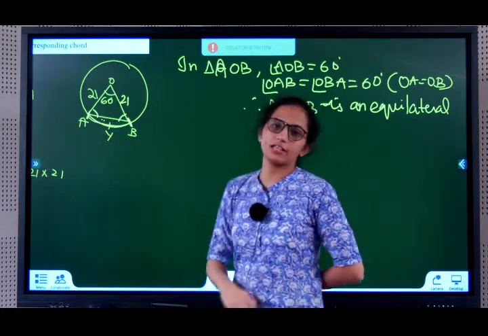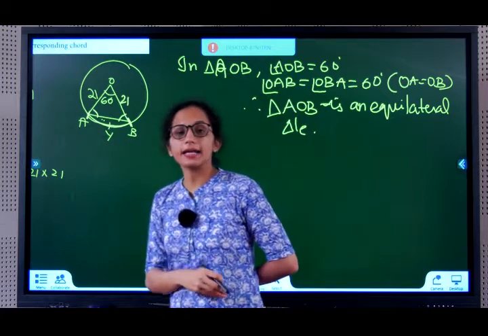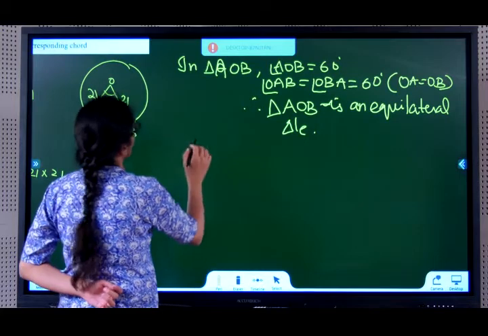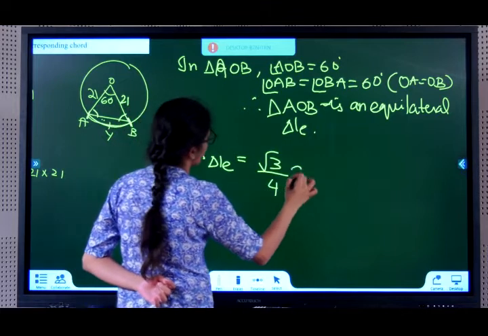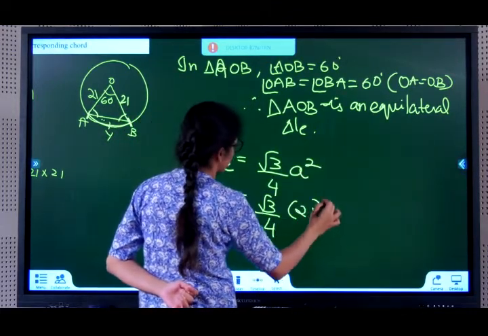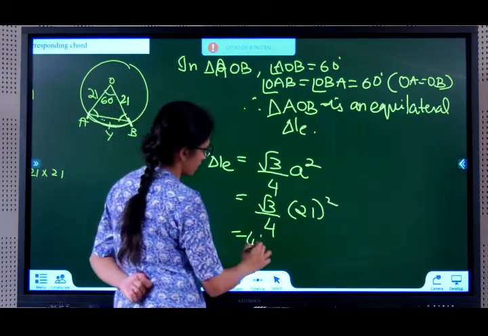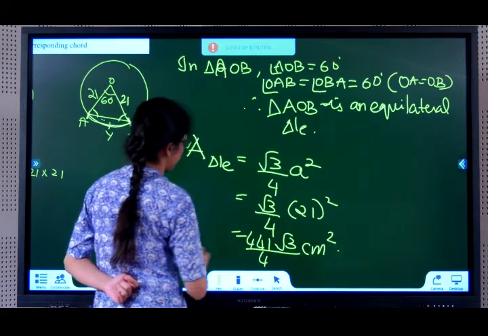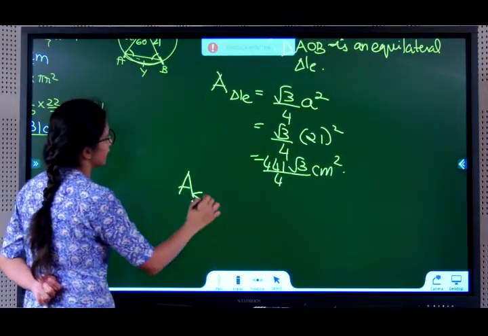Since this triangle is equilateral, we know the area of an equilateral triangle is given by root 3 by 4 a square, where a is the side. So, I am going to use that here. Area of the triangle is root 3 by 4 a square. Root 3 by 4, a is 21. On solving this, we get 441 root 3 by 4 centimeter square. Is this the end of the problem? No, because we need the area of the segment.